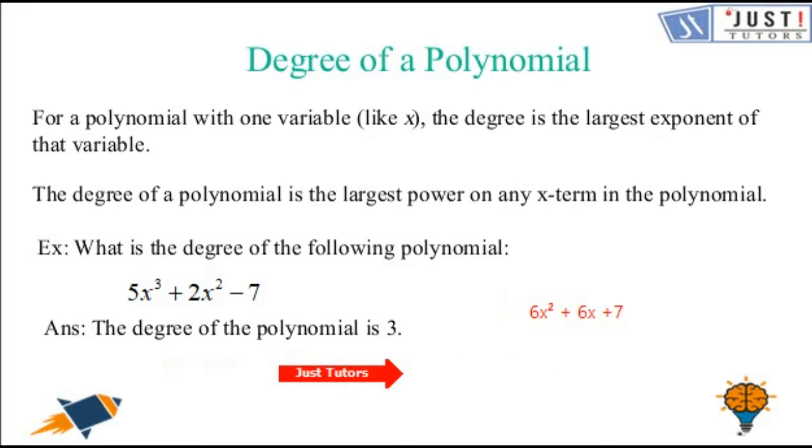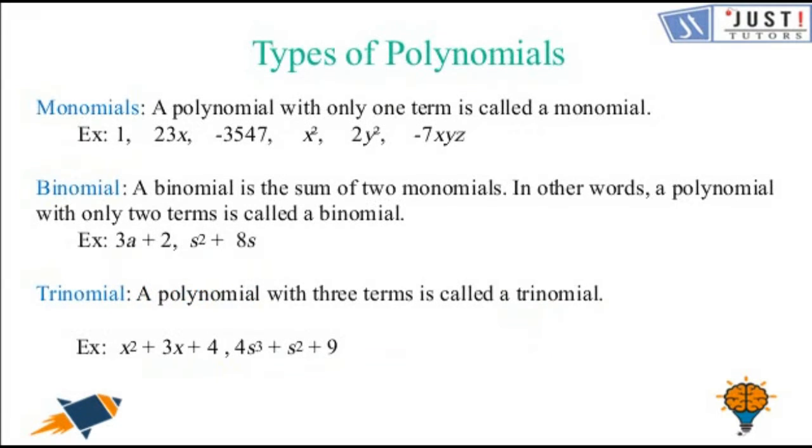Now let's move forward and talk about types of polynomials with respect to their terms. We divide them into three parts. The first one is monomial, the second is binomial, and the third one is trinomial. The word monomial means one or a single term. So all the polynomials which come under this category would have just a single term. Examples are there for you.